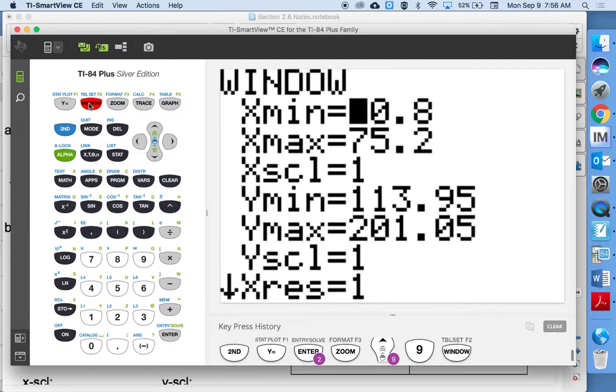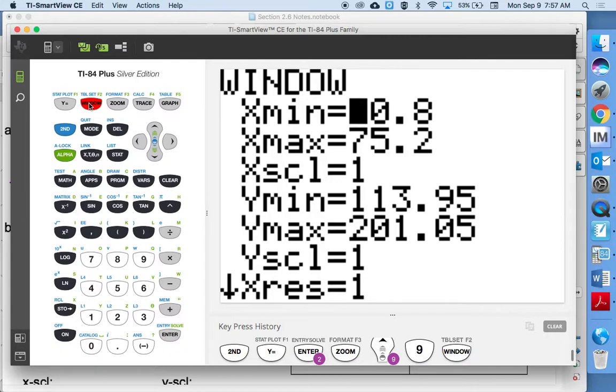The x min means that's the lowest x value where it's starting on the x-axis. So instead of starting at 0, it's starting at 60.8. The x max is 75.2. So the x-axis is now starting at 60.8 and ending at 75.2. The y min, again, tells you the first value on the y-axis that it's starting at, 113.95, and it's going up to 201.05. The scale is what the little tick marks are counting by.